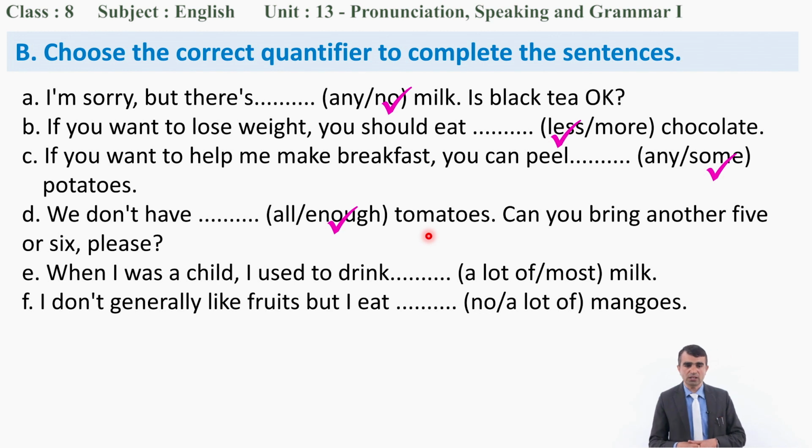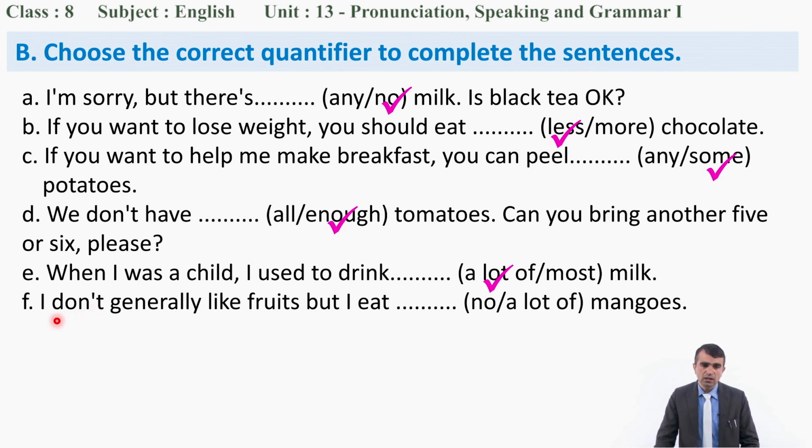Good. Next, E. When I was a child, I used to drink a lot of or most milk. What do you use here? Most milk? No. What do you use? A lot of milk. Okay, so you can use a lot of. When I was a child, I used to drink a lot of milk.